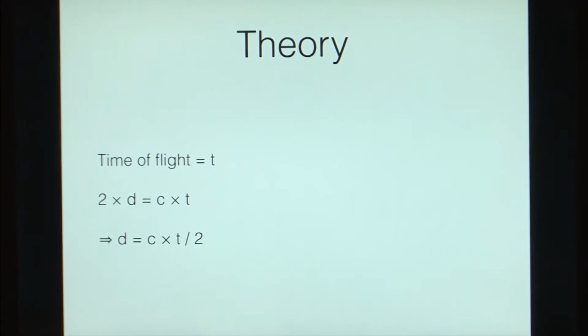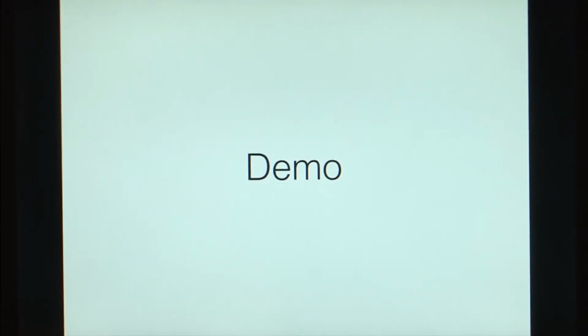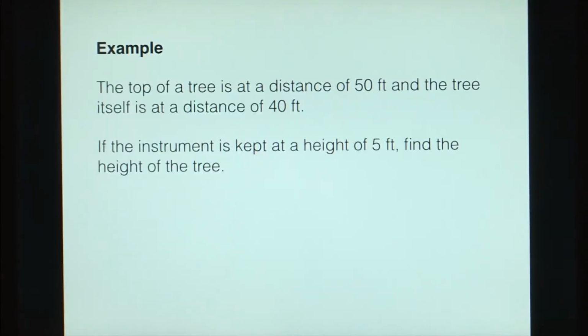We looked at its theory. Twice the distance is equal to the time of flight multiplied by the speed of the wave that you are using. You can use light rays, as in the case of a laser rangefinder, in which case your speed is equal to the speed of light, that is 299,792,458 meters per second, or you can go for an ultrasonic rangefinder in which your speed is equal to the speed of sound, that is 340 meters per second. We also looked at a demonstration of how these rangefinders work.